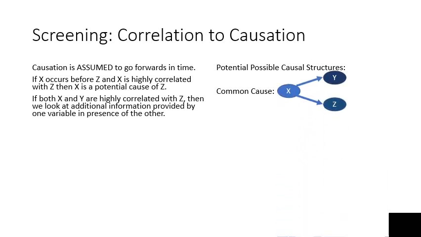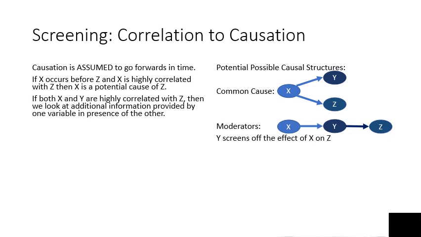One is the causal structure which is called common cause. So if Y and Z are highly correlated, it can be due to the fact that both are caused by the same variable, in which case there is no causal relationship between Y and Z, but a third variable causes both of them, and this creates the correlation.